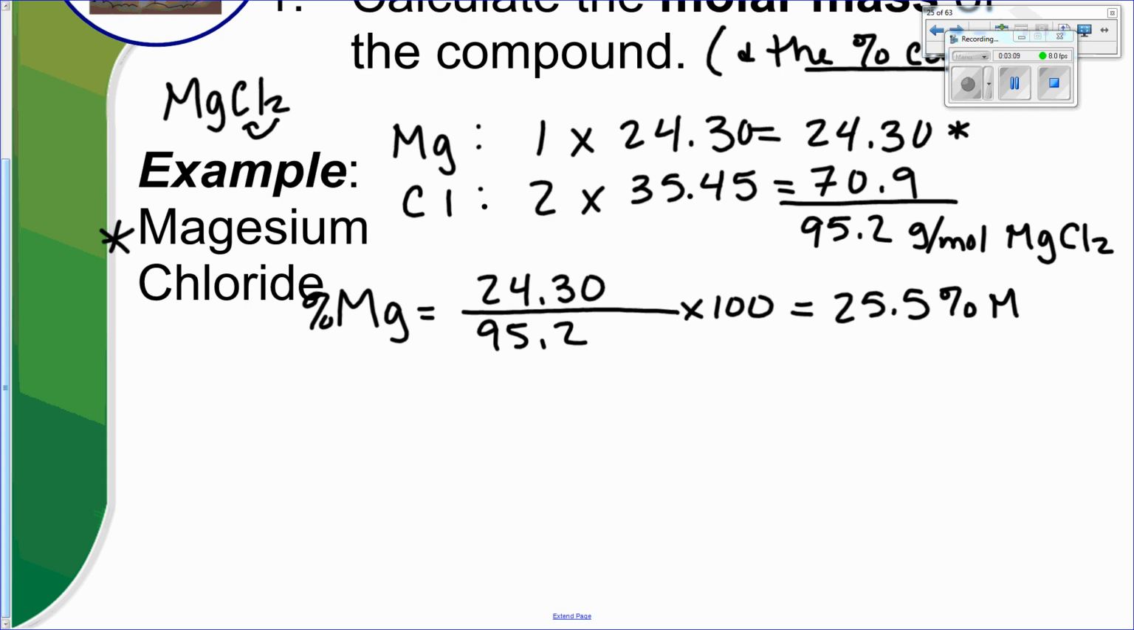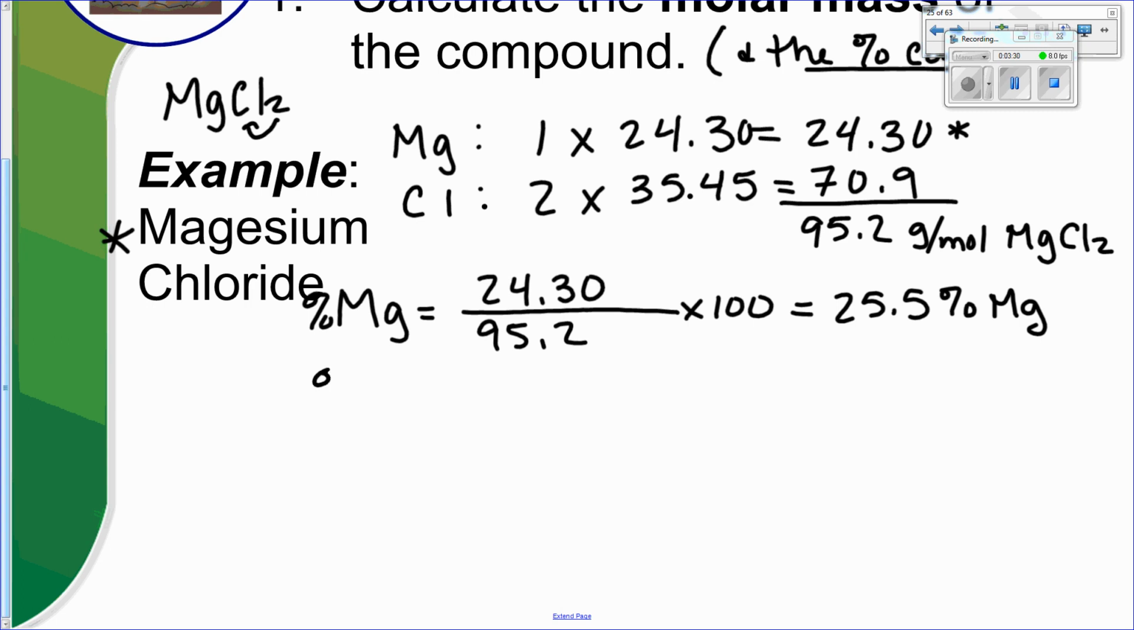25.5% magnesium. And it's important to note, it doesn't matter how large your sample size of magnesium chloride is. You can have 10 grams of magnesium chloride, 15 grams, 100 grams, 1,000 grams. If you've got a sample of magnesium chloride, 25.5% of it will be magnesium by mass. Remember, this is all by mass.